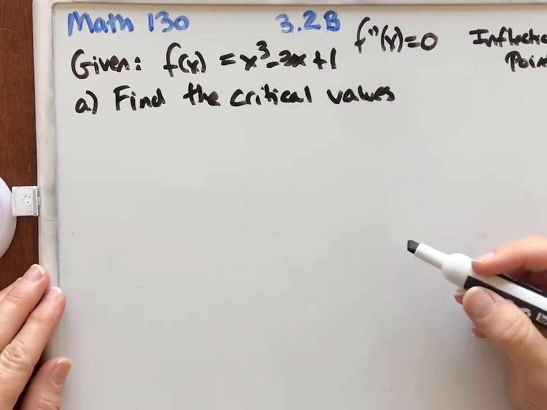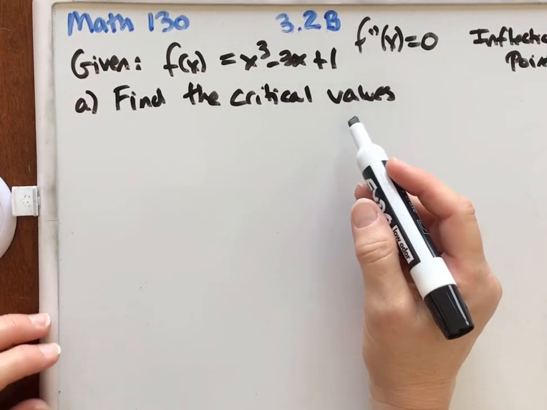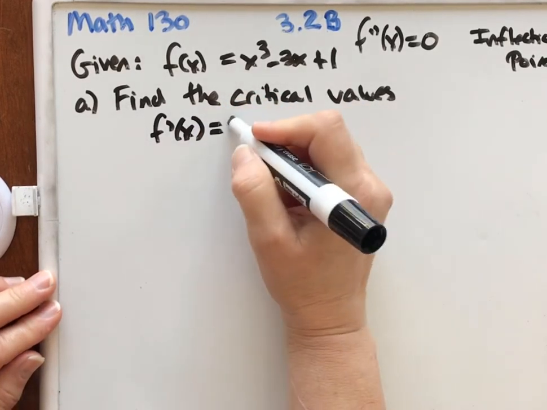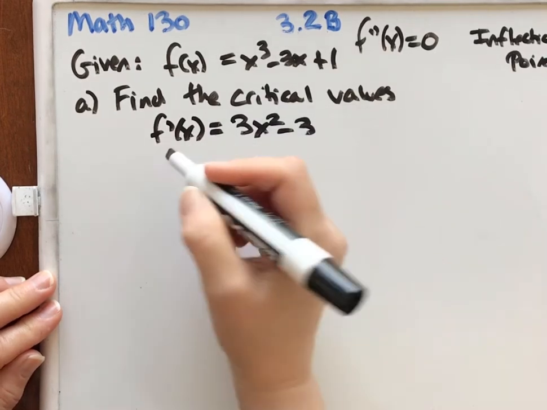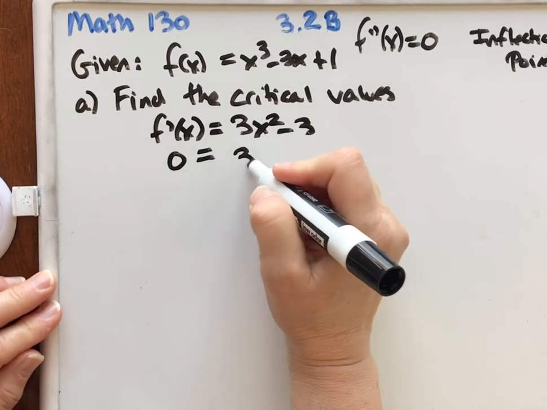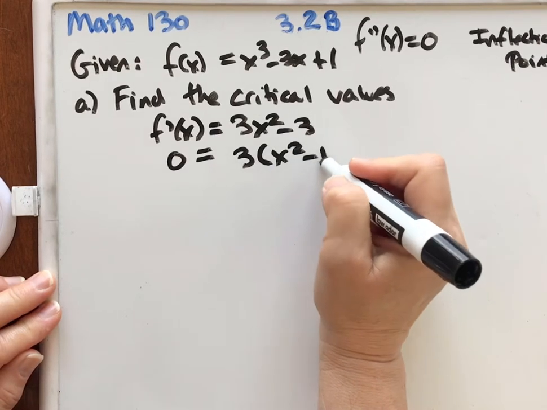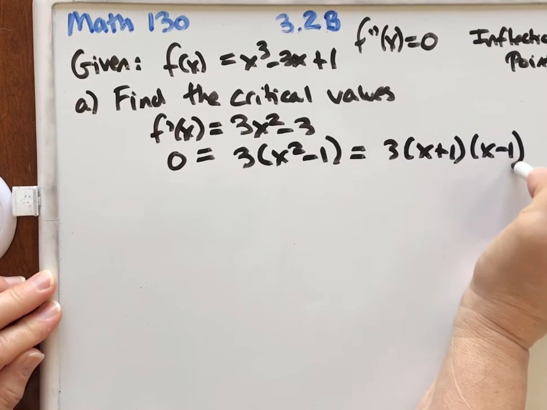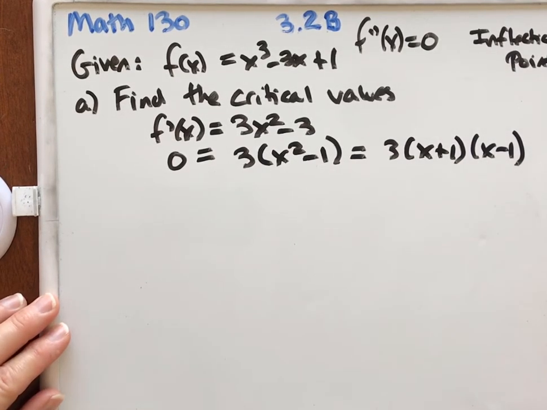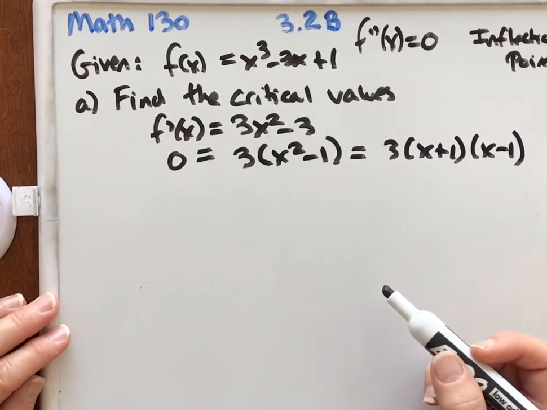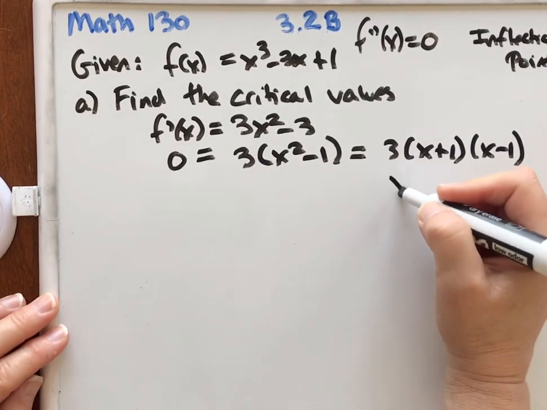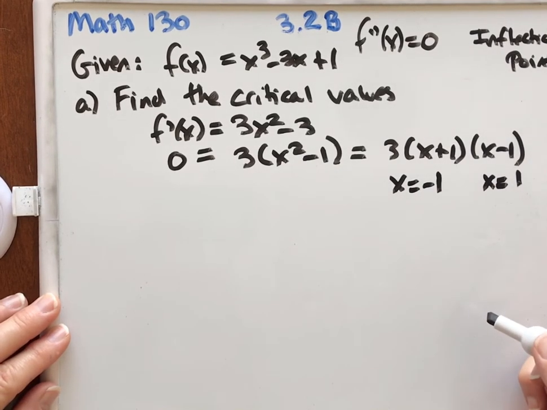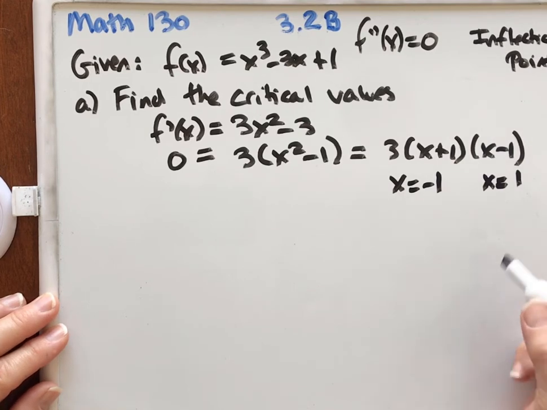We know critical values are when f prime of x equals 0. So the first thing we're going to do is solve for f prime of x. We're going to set that equal to 0, and we're going to factor out that 3. We do this to find the critical values, in which in this case x equals -1 and x equals 1. All right, so there's our critical values.